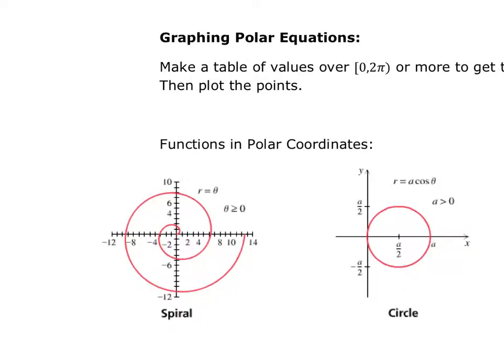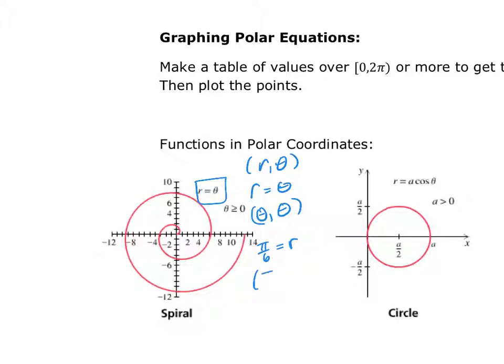So if we take a look at our first one, this spiral, we have r is equal to theta. So we're going to plot the points r comma theta, but remember r equals theta, so I'm really plotting theta comma theta. I have to be in radians. So if I have the angle of pi over 6, then that's going to be what my r is.